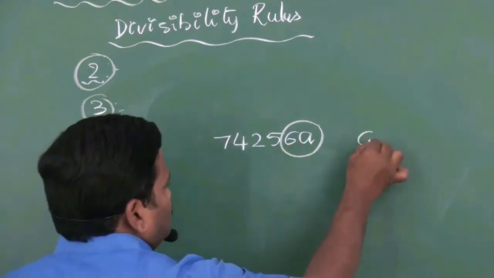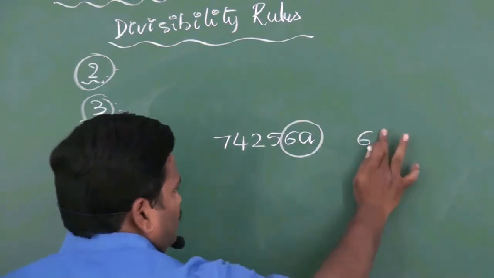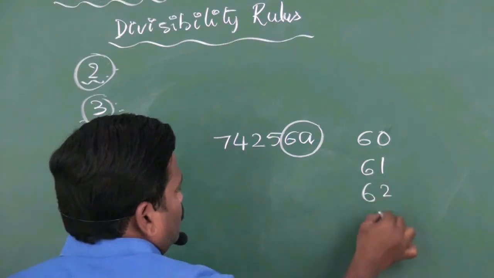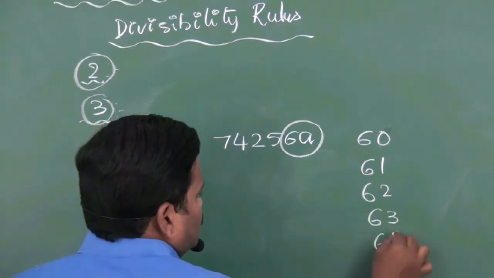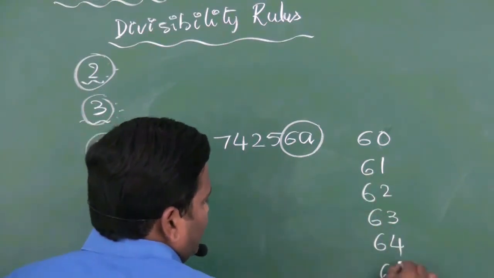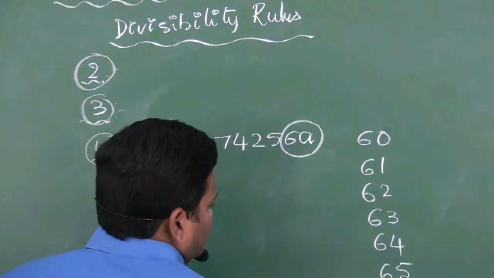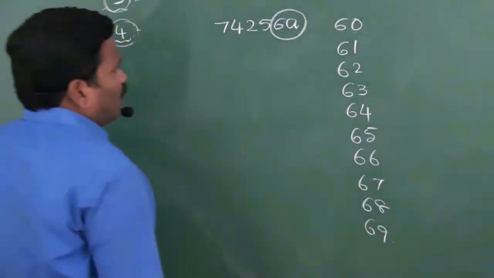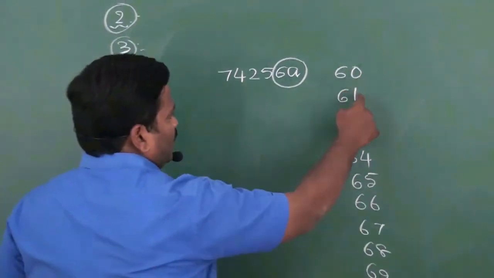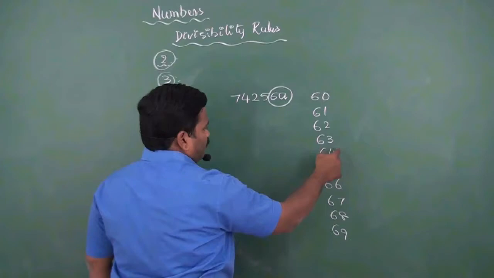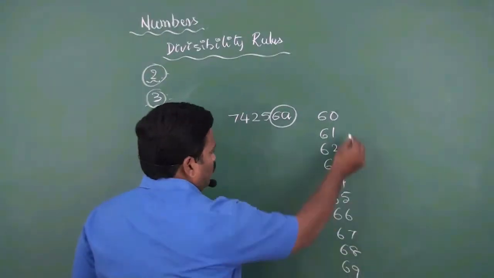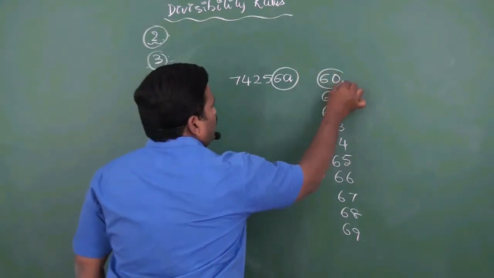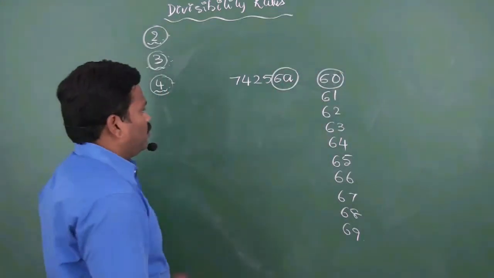It may be 60, 61, 62, 63, 64, 65, 66, 67, 68 and 69. Among these 10 numbers, 1, 2, 3, 4, 5, 6, 7, 8, 9, 10, 60 is divisible by 4.